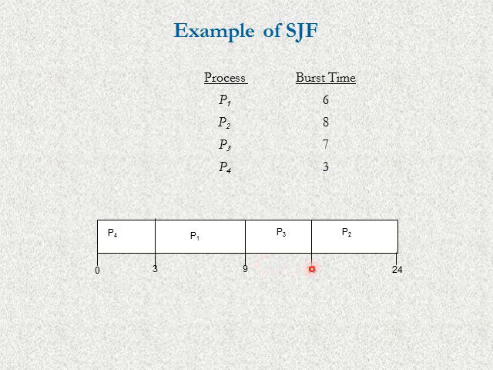After P3 completes its execution at time interval 16, the only process present in the ready queue is P2. Then P2 will go into the processor, and once it completes its execution, it will come out at time interval 24. So you can see that shortest job first selects processes based on their burst time requirements.